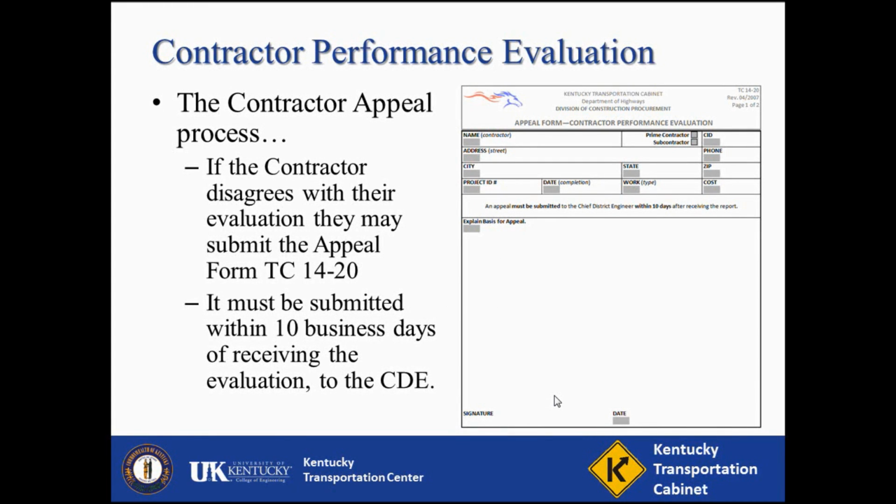If the contractor disagrees with the evaluation, the contractor must submit the appeal form within 10 business days of receiving their evaluation. The appeal form is TC 14-20 and should be submitted to the Chief District Engineer.